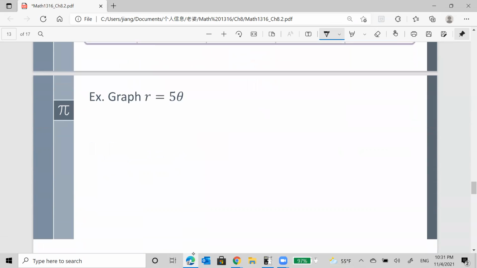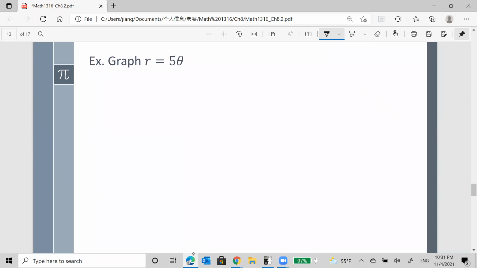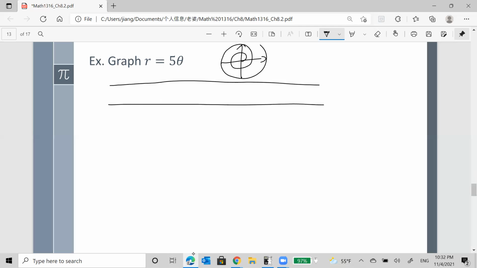Okay, let's see this example. Graph r equals 5 theta. We mentioned this one: r equals 5 theta is a spiral. So if I want to graph it, I just plot the points. But in your mind, you must know that this shape is kind of like this, going all the way out. So how do we find the exact points? We can draw a table.